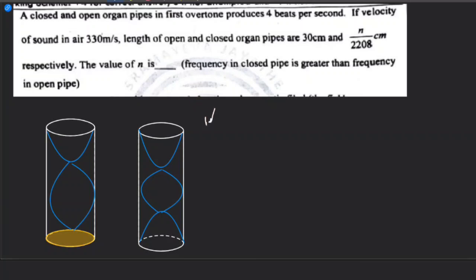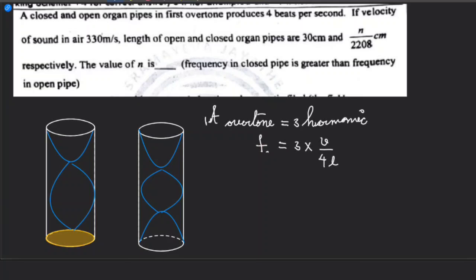So the first overtone will be equal to the third harmonic for closed pipe. Third harmonic is nothing but 3 times the fundamental. The fundamental is nothing but how much? V by 4L. So that is the frequency of closed pipe.